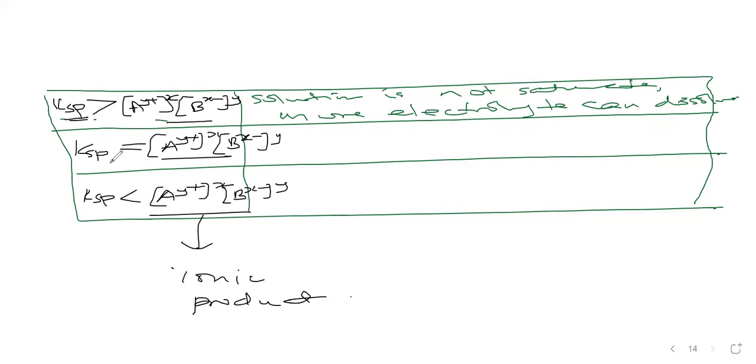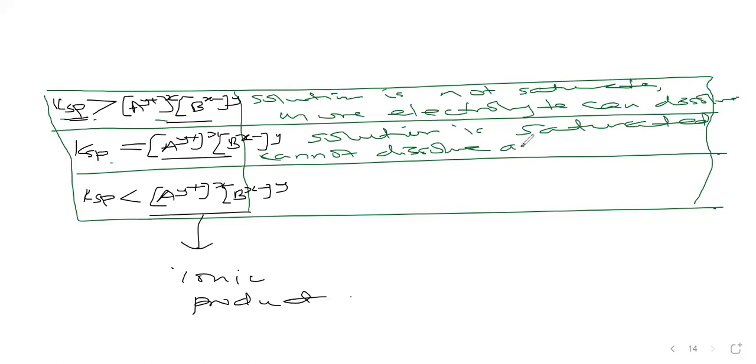When KSP is equal to the ionic product, the solution is saturated. When the two are equal, that's when we say the solution is saturated, in equilibrium. There is a dynamic equilibrium, which we explained previously. So the solution is saturated and cannot dissolve any more electrolyte.